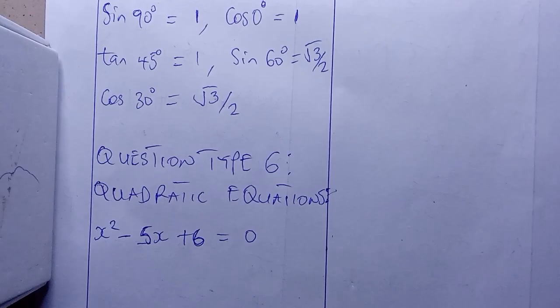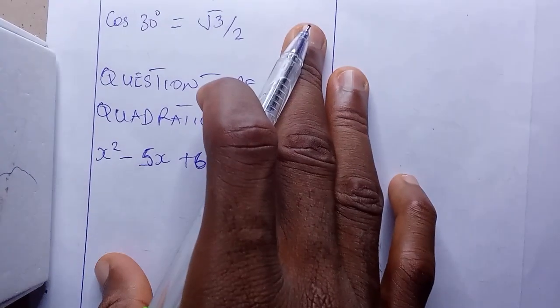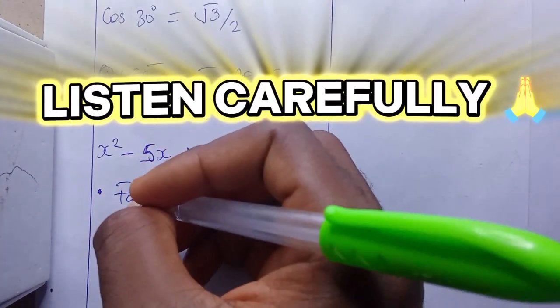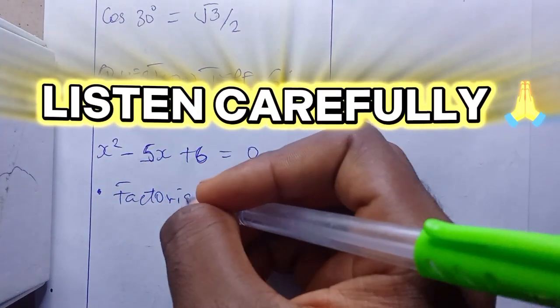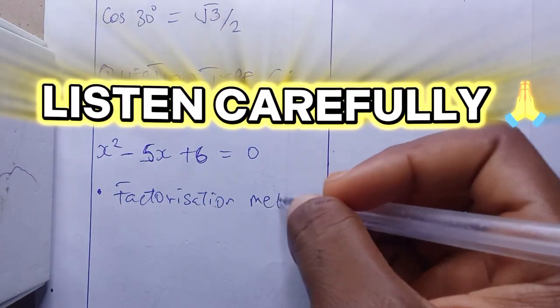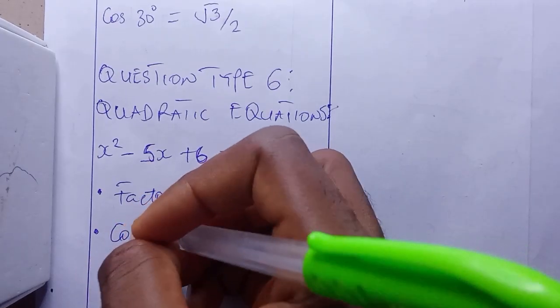But in WAEC, they can specify the type for you to use. So, I'm sure you learn all these methods I'm giving you now. Let me give you the methods. Method number 1, factorization method. Method 2, completing the square method.